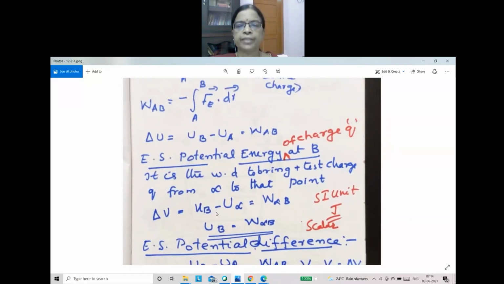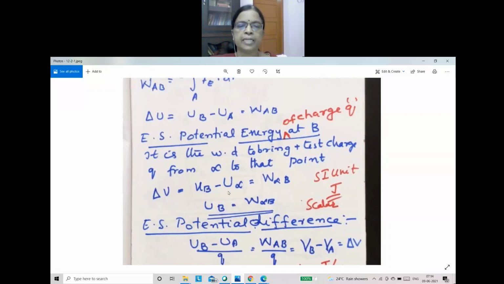UB minus U infinity. From infinity you have to bring. So W infinity B. In the place of A, we have to write infinity. At infinity, potential energy is considered to be zero. At an infinite distance from a charge, no work needs to be done, so potential energy is zero at infinity. So U infinity is zero. So we get UB, potential energy at B, equal to W infinity B.